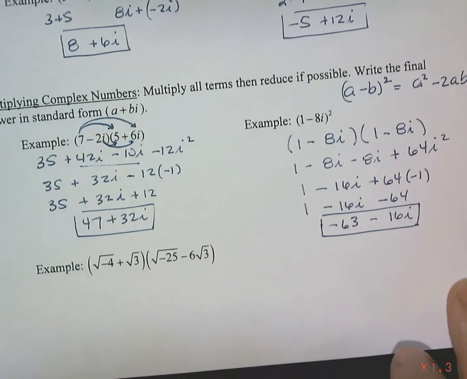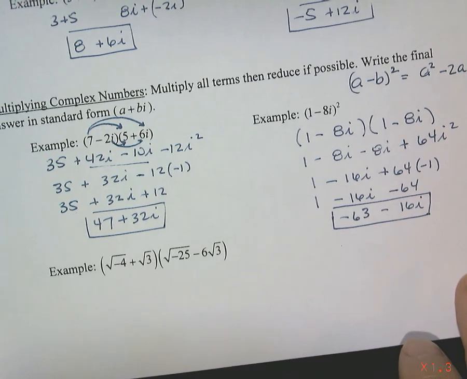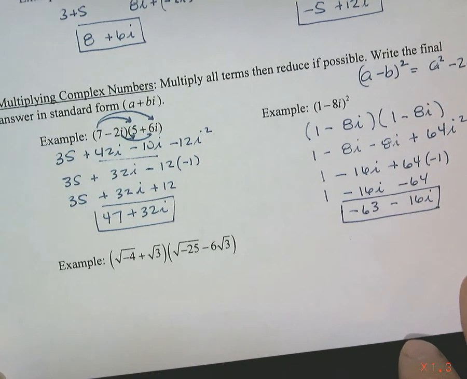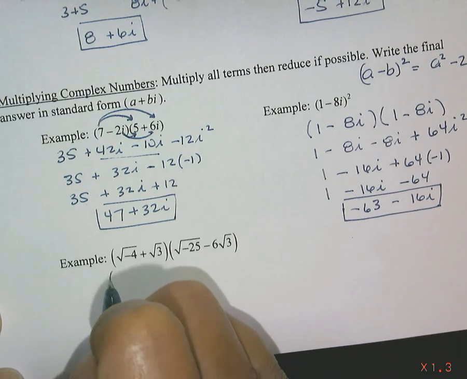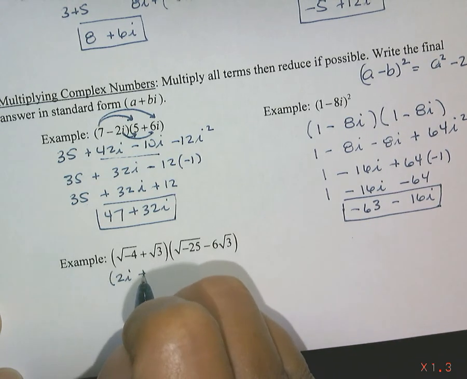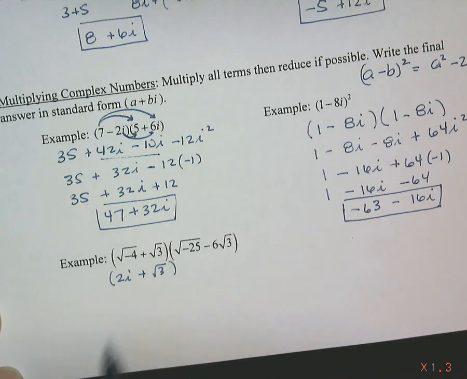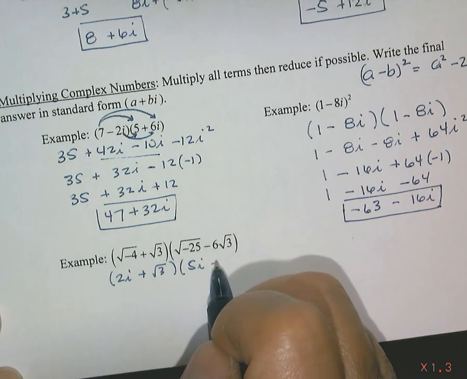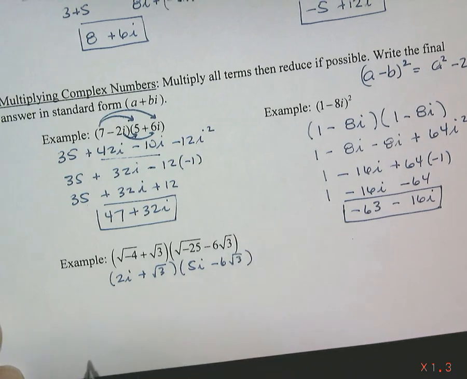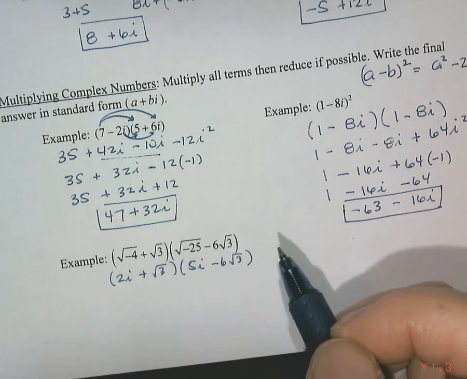This next one is more complicated. It's a lot more advanced. I have the square root of negative 4, I recognize that as 2i, plus the square root of 3. Square root of negative 25 I recognize as 5i, minus 6 square roots of 3. And I'm still not done. I'm multiplying these two binomials.